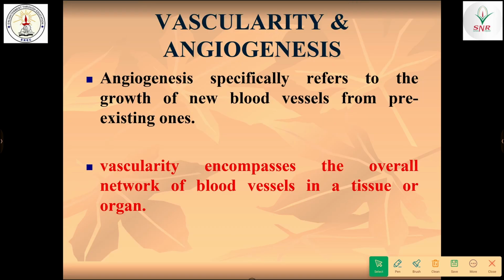Apart from the cells and tissues, we have to have some idea about vascularity and angiogenesis also. First we will go with angiogenesis. Angiogenesis is the growth of new blood vessels from the existing ones. Whenever an injury and healing happens, new blood vessels should be formed. This phenomenon is called angiogenesis. Next topic is vascularity. This is the overall network of blood vessels in a tissue or an organ.